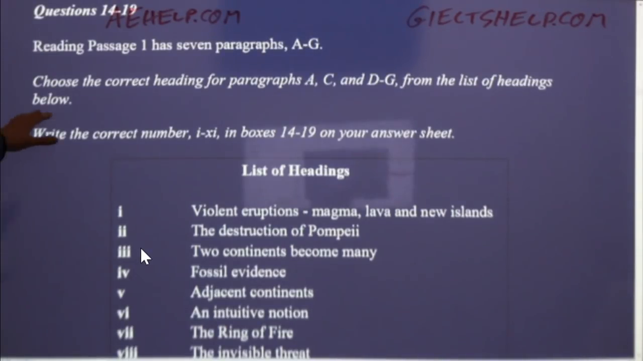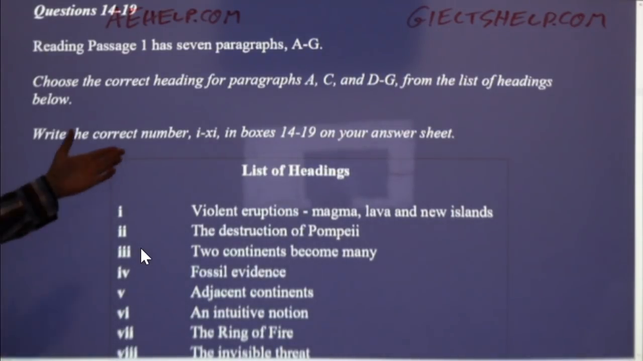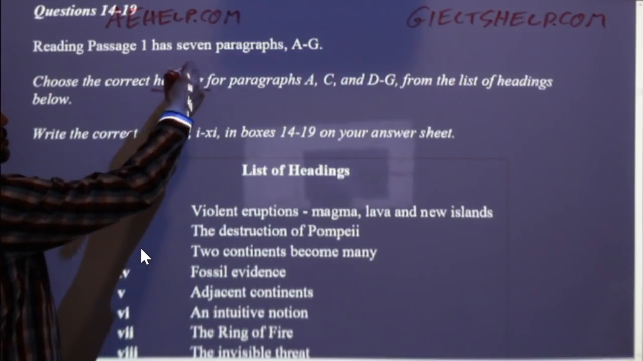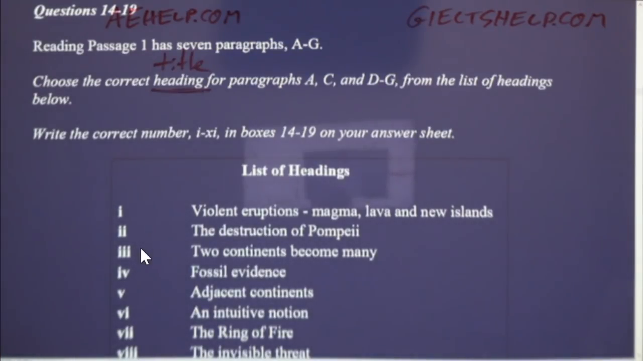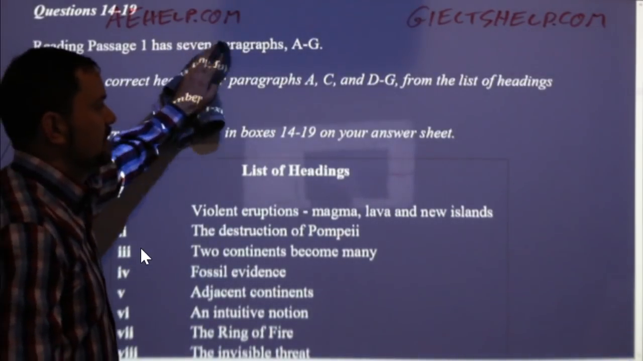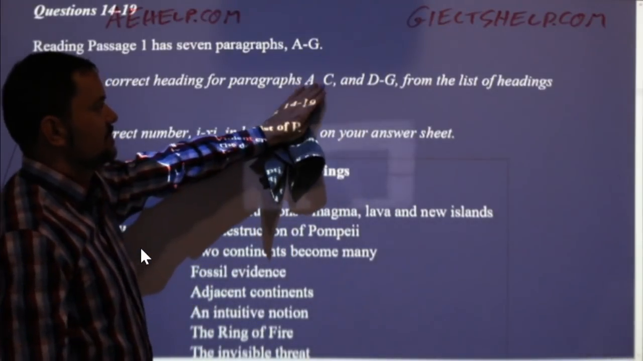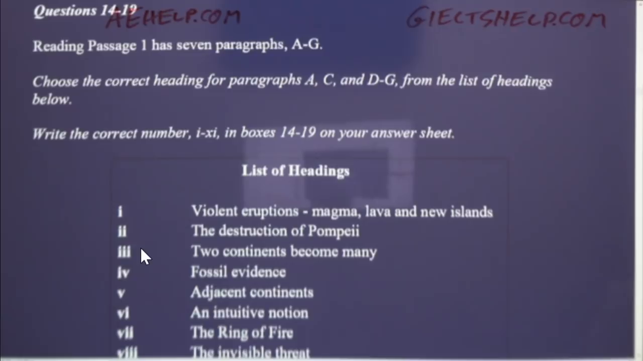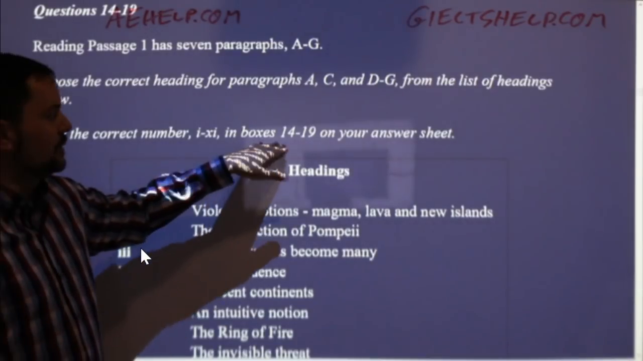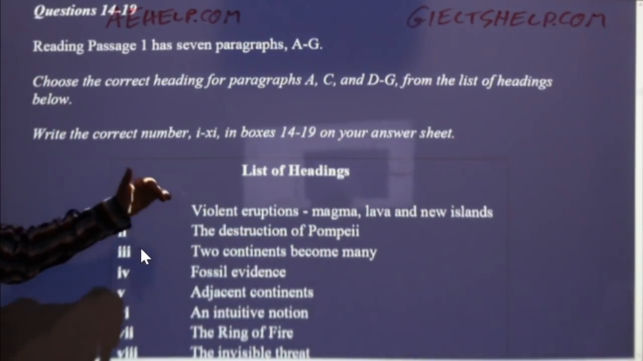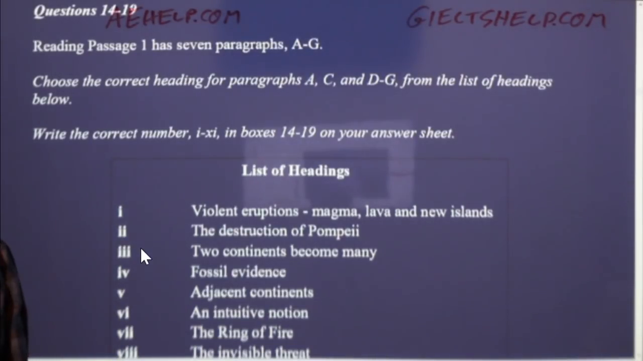It says reading passage 1 has 7 paragraphs, A to G. Choose the correct heading. Another way to think about the word heading is choose the correct title. You can think of it as title for paragraphs A, C, and D to G. You can guess because B is the example. From the list of headings, you write the correct number, Roman numerals 1 to 11, in boxes 14 to 19 on your answer sheet. There is only one correct answer for each of these. So let's take a look at these right now.